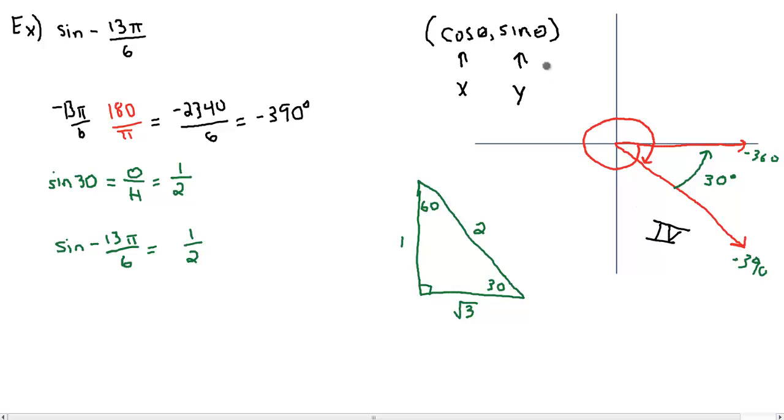So we ask ourselves, do we have a positive value or a negative value down here for sine of theta, or y? And we know that we're always going to have negative values for y's in this quadrant. So this actually has to become a negative 1/2. So that would be our final answer right here: sine of negative 13 pi over 6 equals negative 1/2.